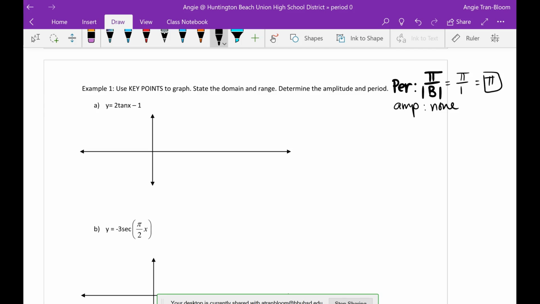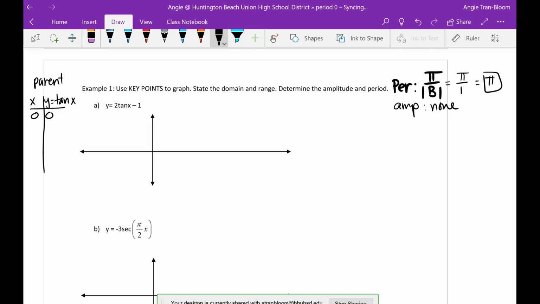Then it says, hey, go and use your key points. I'm going to make the parent function over here. This is x, this is y equals just tangent of x. This is your parent. Based on your notes, okay, what are the 5 key points? Okay, let's start with the first one. Nicole, what's the first key point in tangent? 0, 0. Do you guys agree?